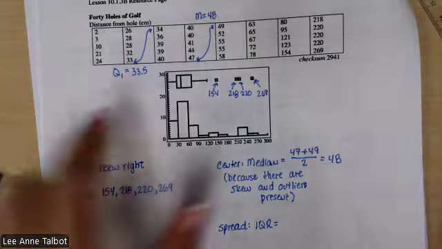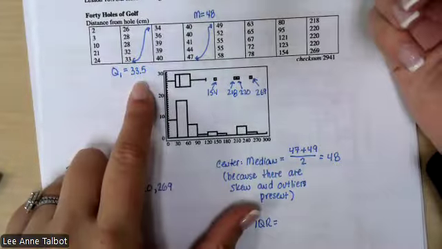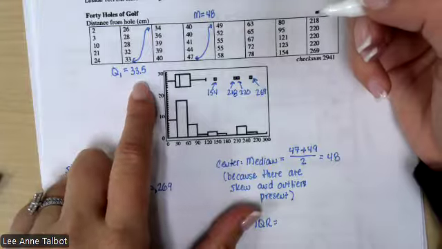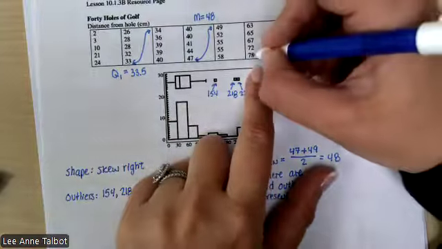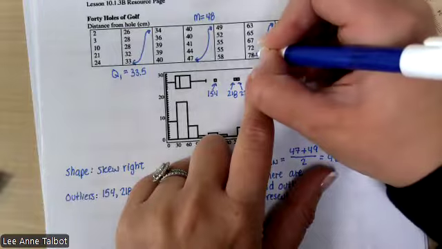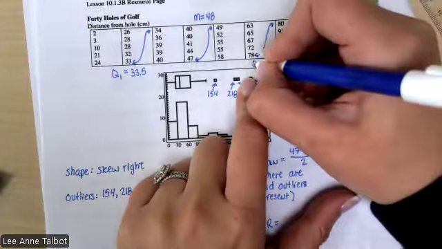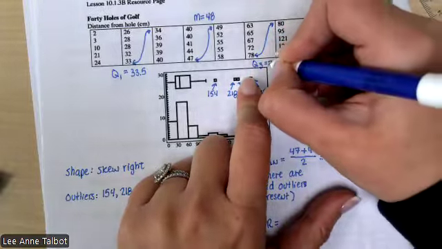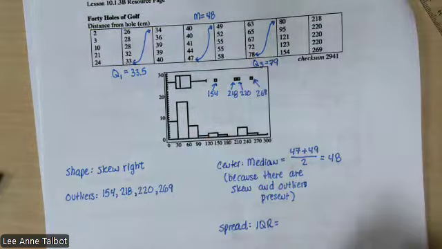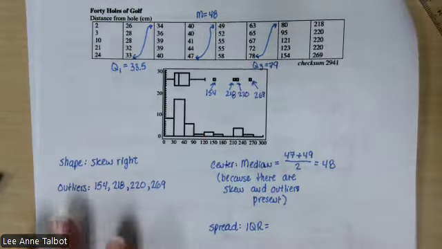Okay, so if that's the case for quartile 1, then where would quartile 3 be? Yeah, in between these two. Which would be 79.